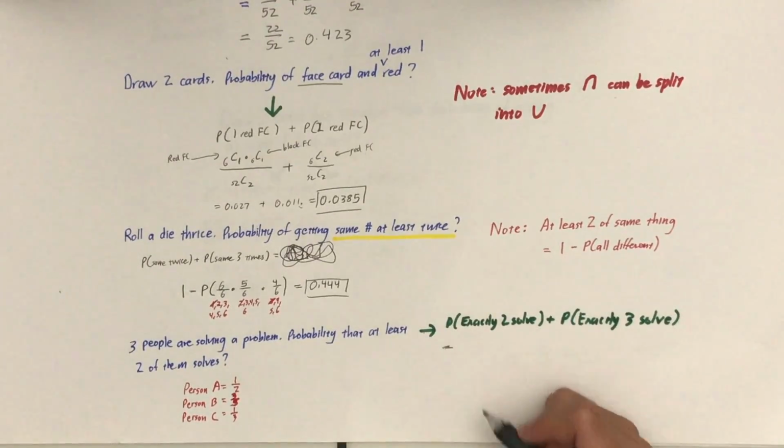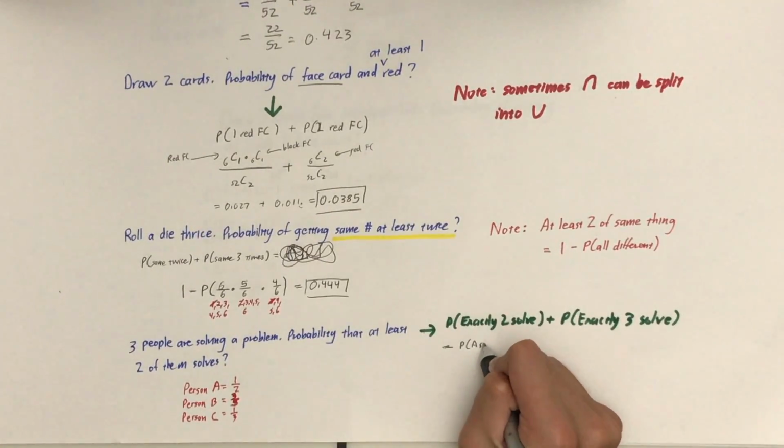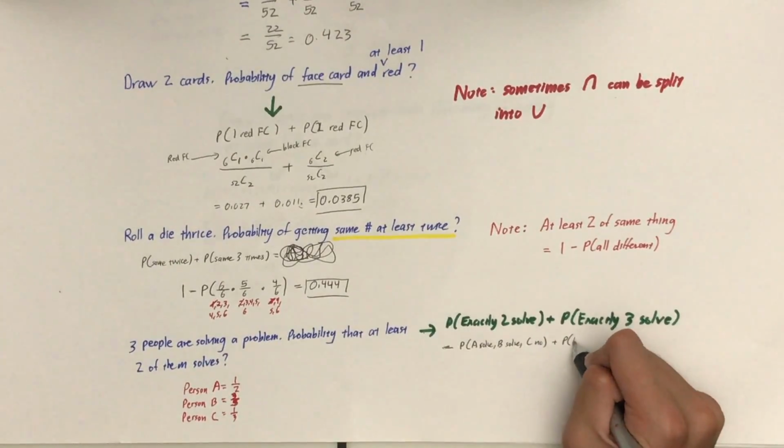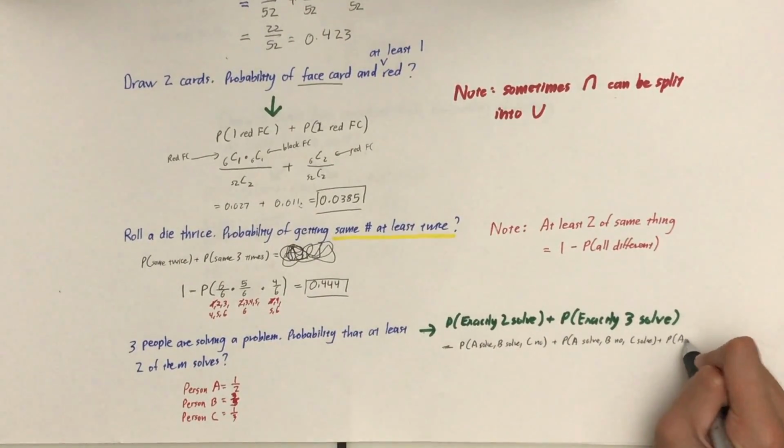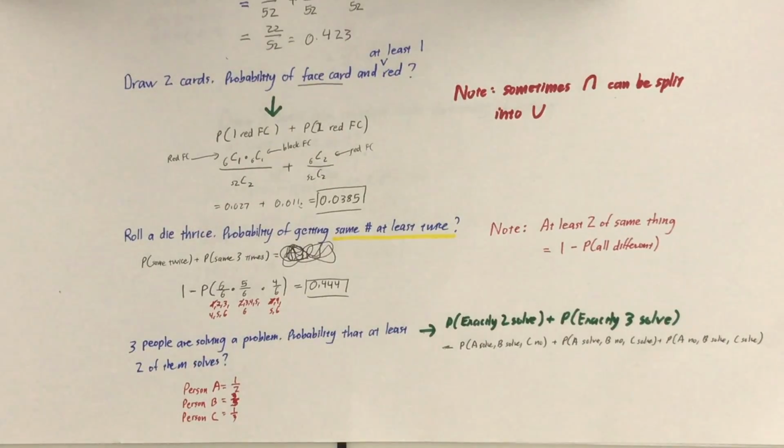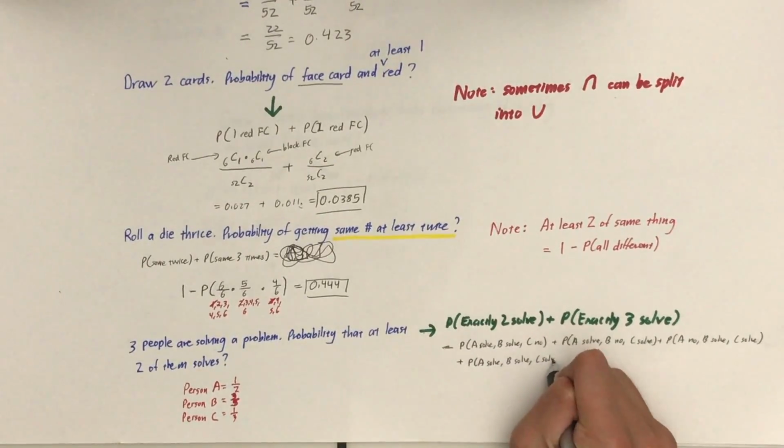So exactly 2 means that person A and B solve it and C doesn't, person B and C solve it and A doesn't, and person A and C solve it and B doesn't. And the probability that exactly 3 solve is just the probability that all 3 of them solve it.